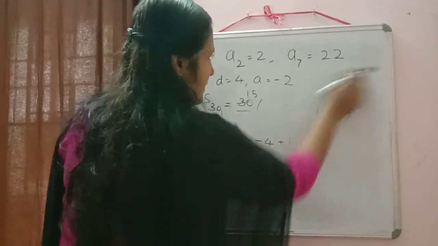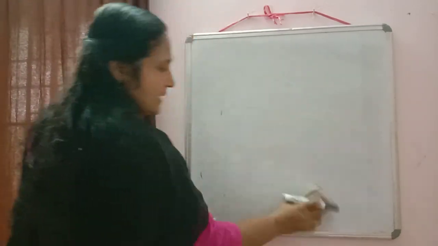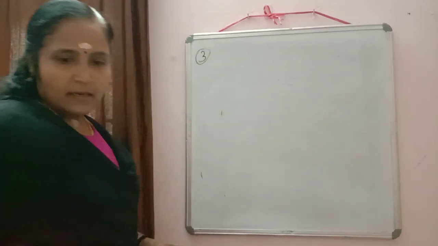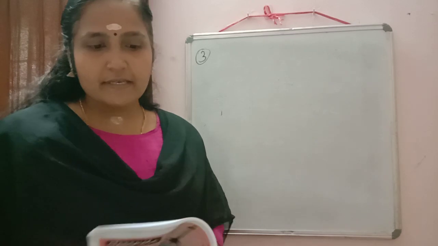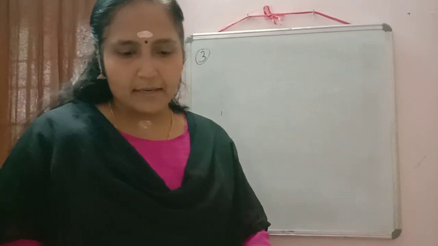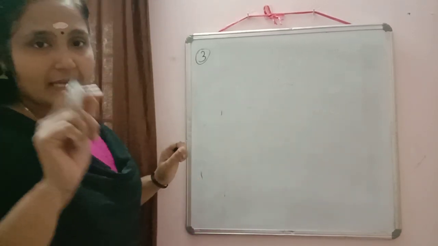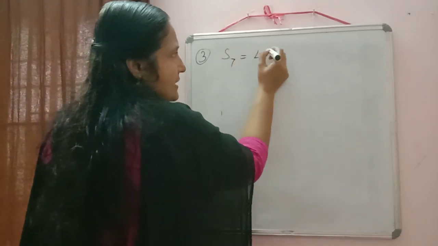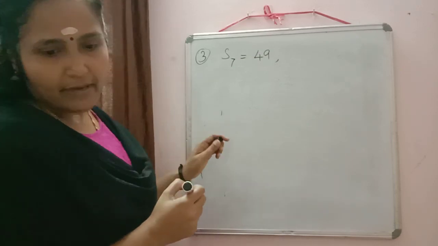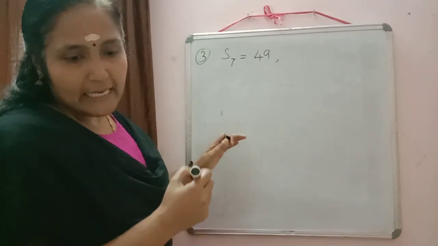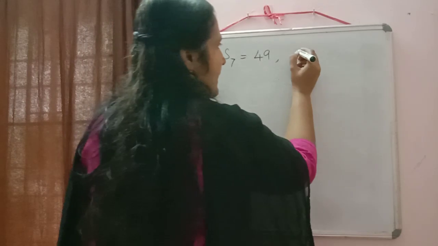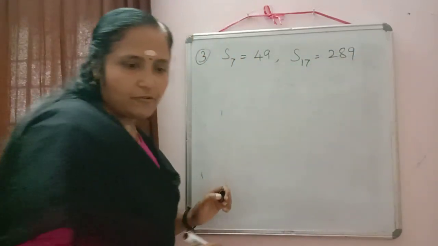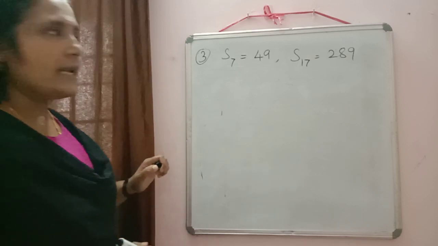So moving on to the next question. In the next question we can check what are the informations given. Question number 3. In the information it is given sum of first 7 terms of an AP is 49. Sum of 7 terms is given. Means that what is given? S7 is equal to 49 is given and that of 17 terms is 289. S17 is equal to 289 is given. We have to find out sum of first n terms.